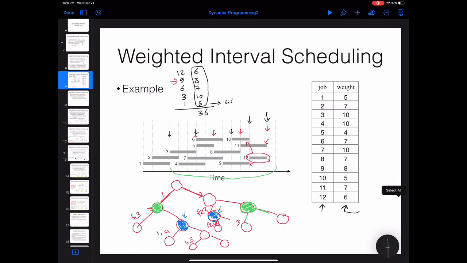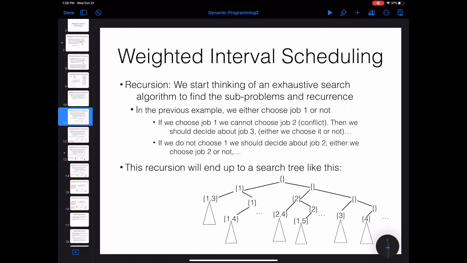So if I find the optimal answer here, I don't need to search here as well. So I found some redundancy in my tree. By storing those redundancies in a table, nicely defining the subproblems and storing them in a table, I can avoid the redundancy. So let me show you a nicer picture.